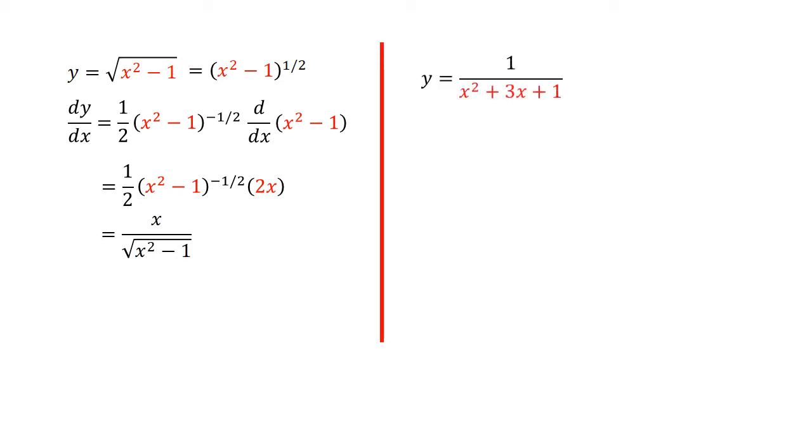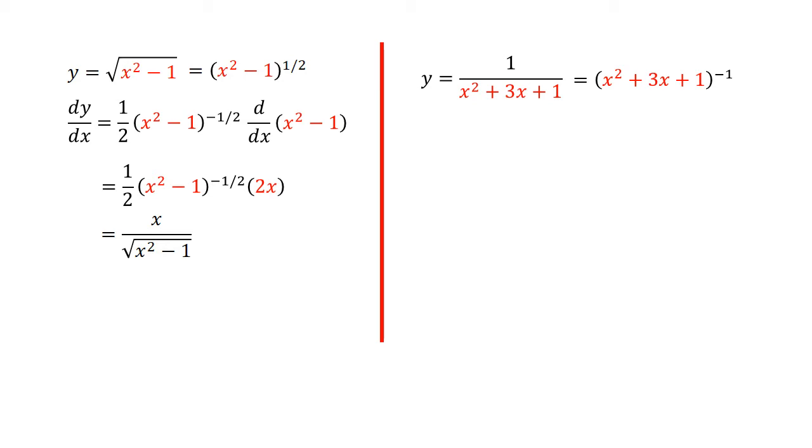Next, if y is equal to 1 divided by x squared plus 3x plus 1. Actually, to find the derivative of this function, we can use the quotient rule, low d high minus high d low over low low. But if we move the bottom up to be the power function, it would be x squared plus 3x plus 1 to the power of negative 1.